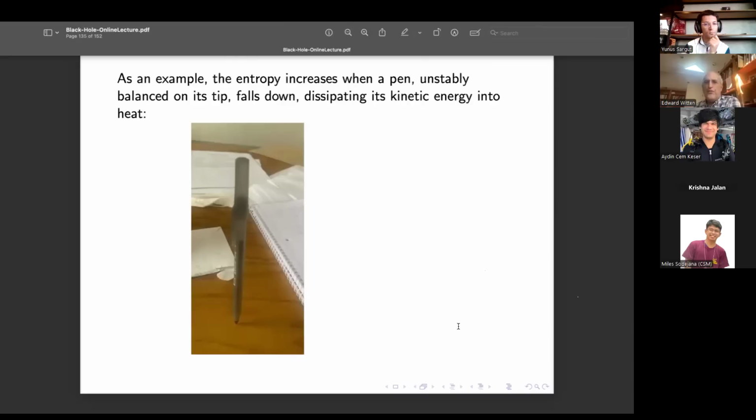So, as an example, the entropy increases when a pen, unstably balanced on its tip, falls down, dissipating its kinetic energy into heat. In my office, I was not able to balance that pen perfectly on its tip, but I balanced it well enough that I was able to snap this photograph before it fell down. And as you can imagine, a little bit later, it did fall down, increasing the entropy. I wasn't able to create the time reverse solution in which the pen spontaneously rose up off the table and balanced in unstable equilibrium at the top.